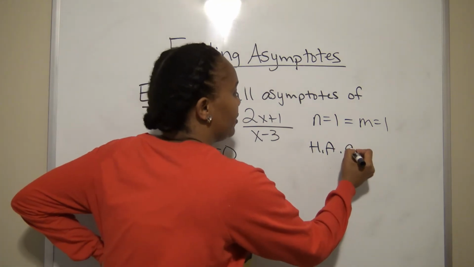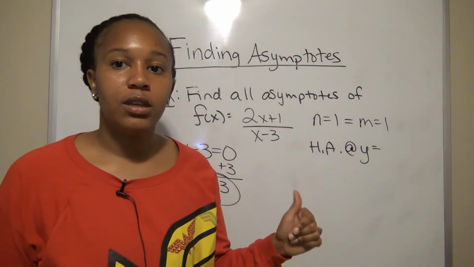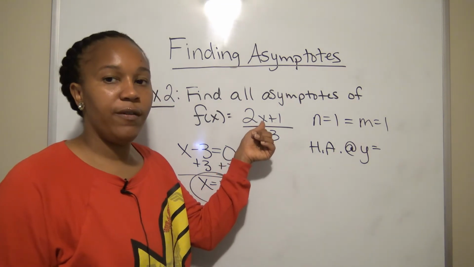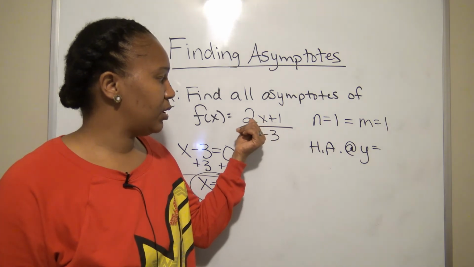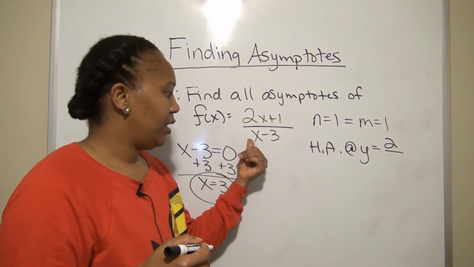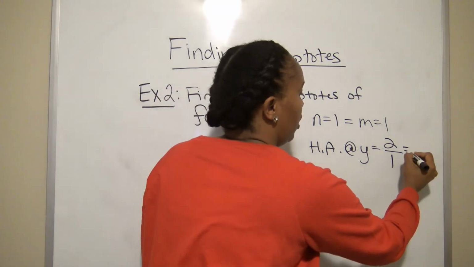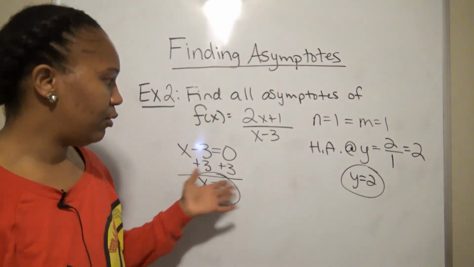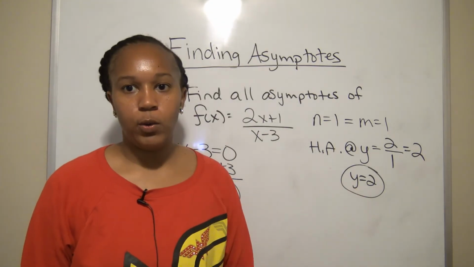But you end up with a horizontal asymptote at y equal a over b, where a is the leading coefficient of the numerator and b is the leading coefficient of the denominator. So the leading coefficient is the coefficient of the variable with the highest exponent. So this is the variable with the highest exponent, so the coefficient is 2. Here's the variable with the highest exponent. The number in front of it, there is no number, so there's an understood 1 there. So it'll be 2 over 1, which equals 2. So y equal 2 is your horizontal asymptote. So that would be your asymptote. You have a vertical asymptote at x equal 3 and a horizontal asymptote at y equal 2.